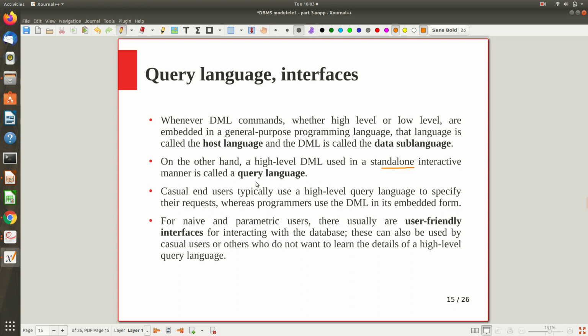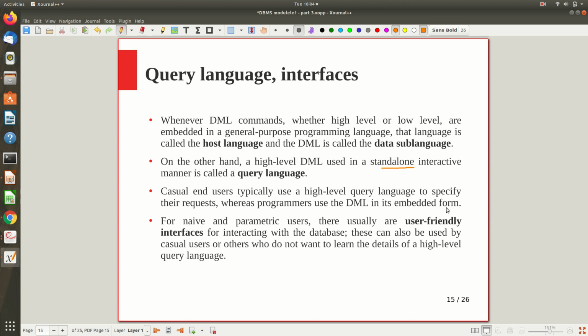Just three terminologies. Now, casual end users typically use a high level query language to specify their requests, whereas programmers use the DML in embedded programs. Programmers in development are good with programming, so they write the program and embed the DML commands inside it. But sometimes there are users who deal directly with the database, as in the user sessions we saw. Those are the casual end users, and they use a query language. The programmers use DML embedded in a host language.